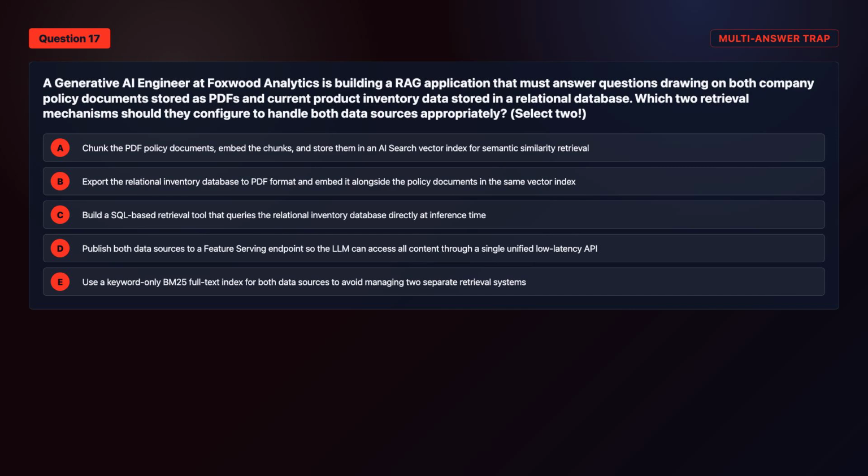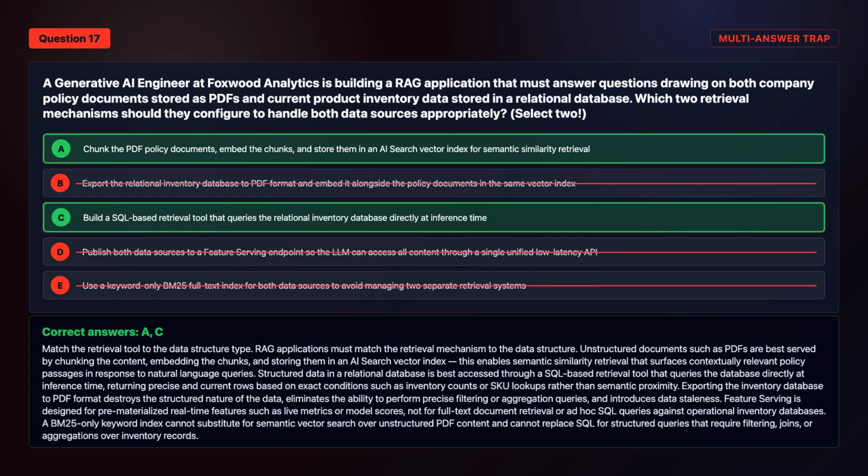Eliminate before you select. A generative AI engineer at Foxwood Analytics is building a RAG application that must answer questions drawing on both company policy documents stored as PDFs and current product inventory data stored in a relational database. Which two retrieval mechanisms should they configure to handle both data sources appropriately? Select 2. Review the answer choices on screen. The correct answers are option A and option C.